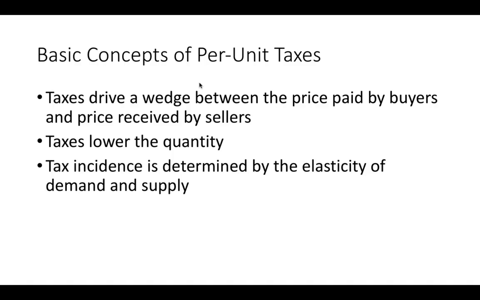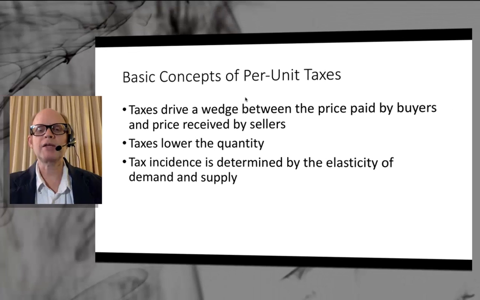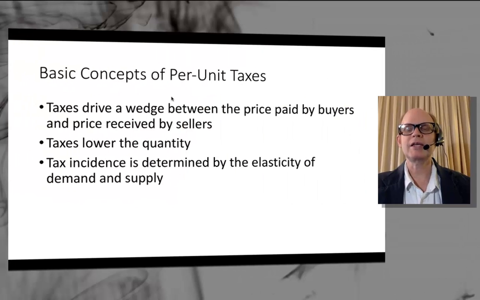And then finally, the incidence of the tax, or who pays the tax, whether it's the buyers or sellers, or what share of the taxes each party pays, is determined by the elasticity of demand and supply. So let's say you have a product for which the demand is very inelastic, then chances are buyers are paying the larger share of the tax. On the other hand, if you have a product for which the supply is inelastic, then it's probably the case that sellers are paying a higher share of the tax.